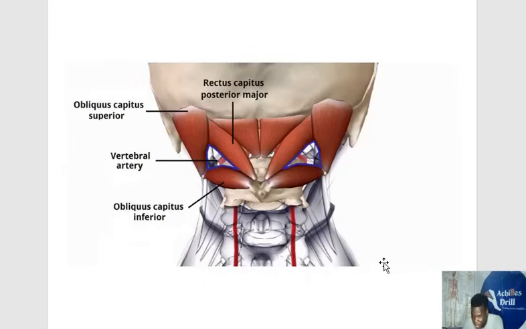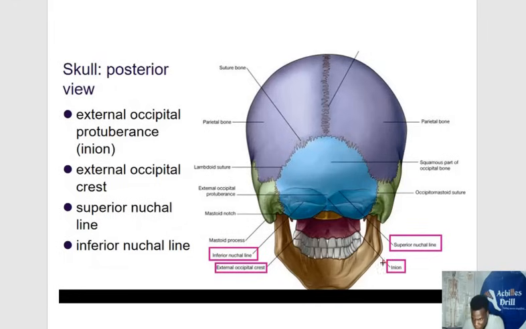Okay, but before we get there, let me tell you some other things associated with this posterior part. We have the inion here, right? And then there is a line here called the superior nuchal line. Okay, those lines too can be painted in. And then we have the inferior nuchal line right here. The nuchal lines are important attachment points for muscles, of course, and some of those muscles are here.